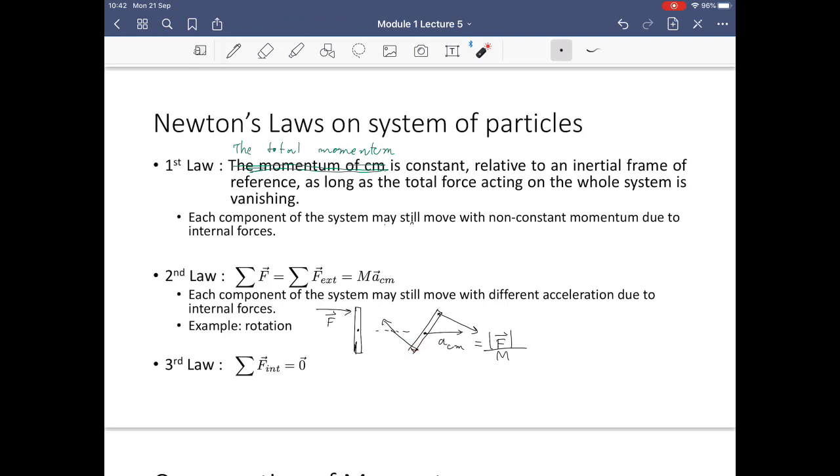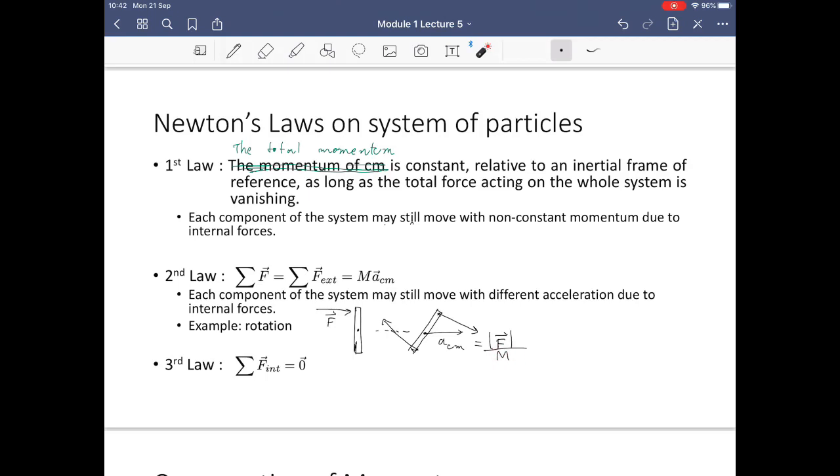less than ACM. Okay, so you can see now that if you have a system of particles, this stick is composed of a lot of particles. Each point may have different acceleration, but the CM point will have the acceleration ACM, which has this relationship F over m, where m is the total mass of the stick.